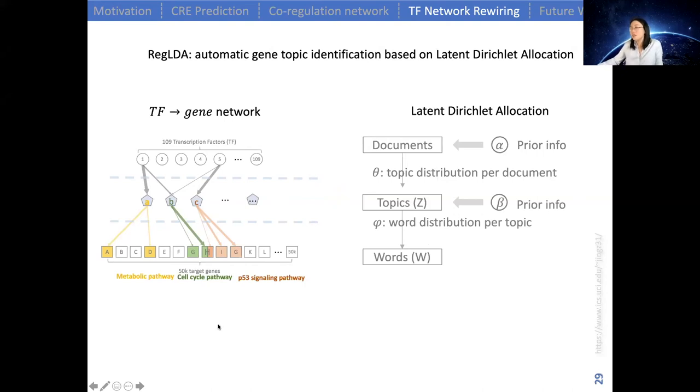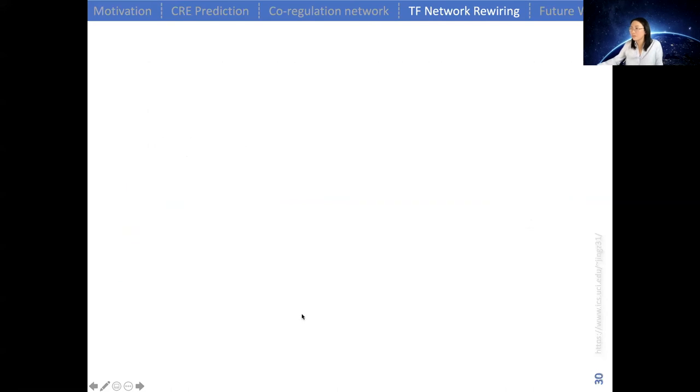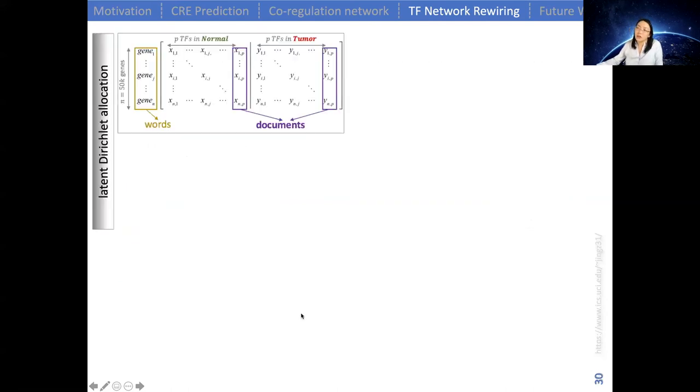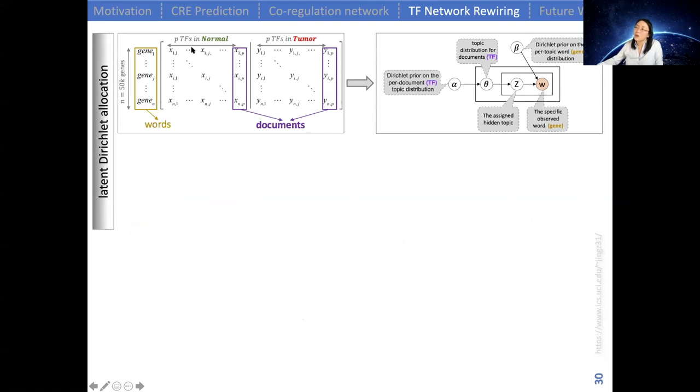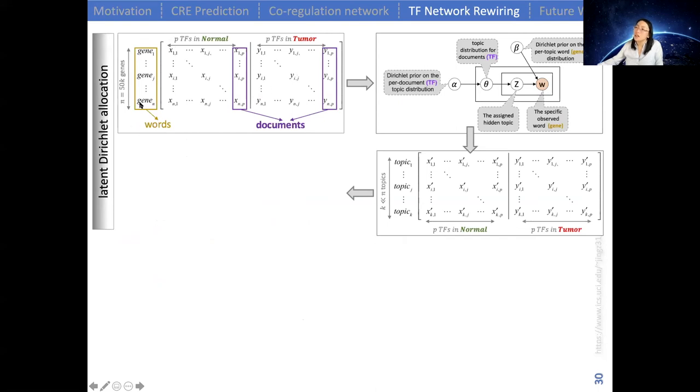Then instead of marrying the changes directly from the top layer regulators to the target layer genes, we are actually marrying the changes between the transcription factors and these metagenes, to automatically capture the dependency between different genes at the very bottom. So here is what we did. We used LDA, and we have many documents from the tumor samples and from the normal samples. We pool them together, train the LDA model, and then project this TF-to-gene matrix to a TF-to-topic matrix. Then we measure the changes in this low dimensional space.